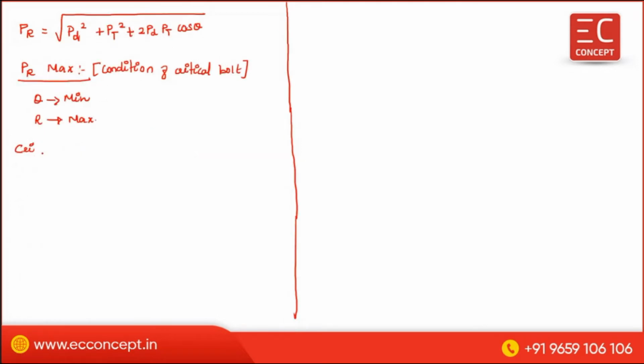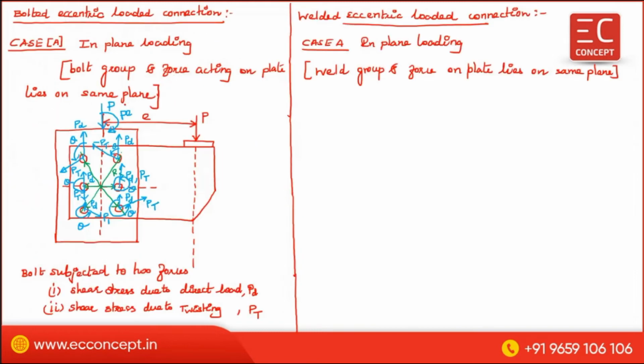Now the next point we can write under this: R has more influence than theta on PR. R has more influence than theta on PR. Okay, so these are the important things that you have to keep in mind for the eccentric bolted connection.